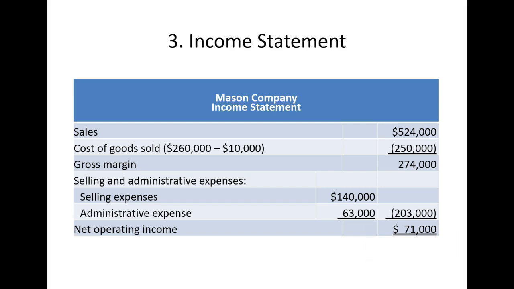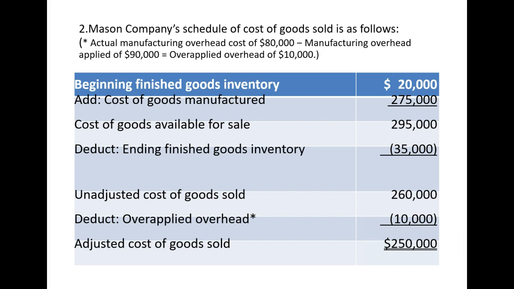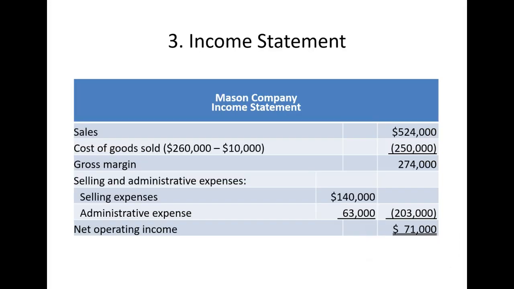So these three slides, go back up, starting here. This is the solution. So here's some check figures. Go back and test yourself on exercise 3.6 in the back of your book. Here's the schedule of cost of goods manufactured, the schedule of cost of goods sold, and then here's the income statement, a partial income statement.